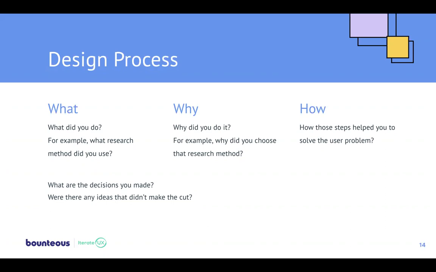What tools have you used as well? All that is a part of the design process, the first part, what. And next comes why. Why did you do it? Which is equally important to what did you do, right? These are interlinked. For example, why did you choose that particular research method?